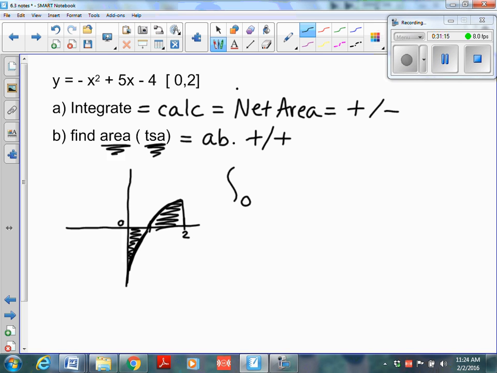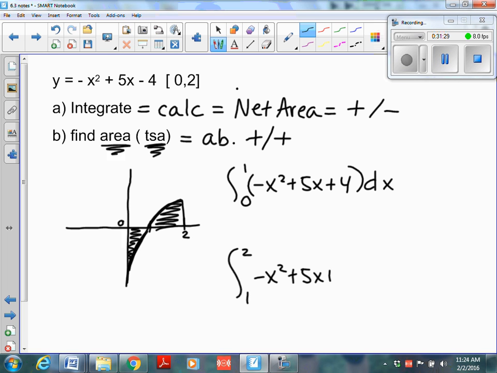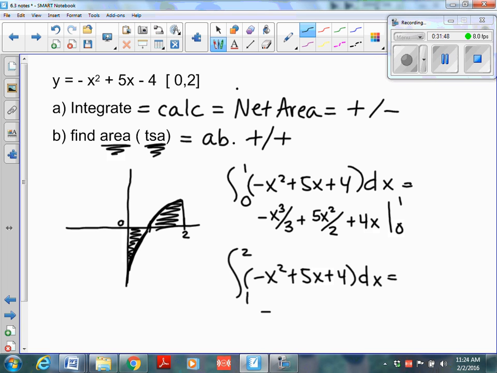I'm going to integrate from 0 to 1, negative x squared plus 5x plus 4. And then I'm going to integrate from 1 to 2, negative x squared plus 5x plus 4. Again, I'm going to hurry this up, but when you integrate, it's going to be negative x to the third over 3 plus 5x squared over 2 plus 4x from 0 to 1. Same thing with this one, negative x to the third over 3 plus 5x squared over 2 plus 4x from 1 to 2.